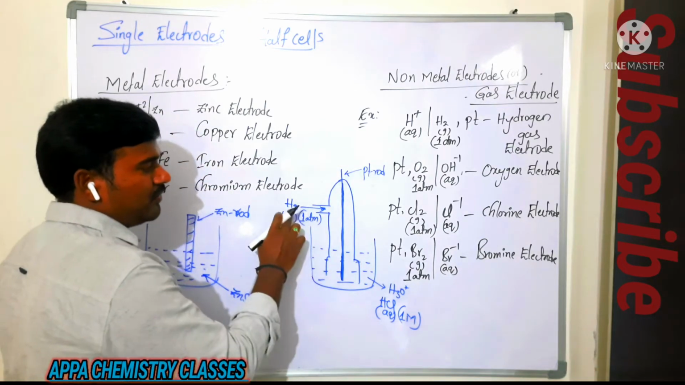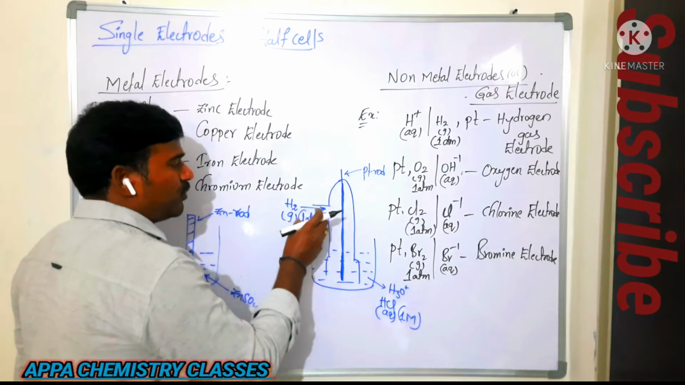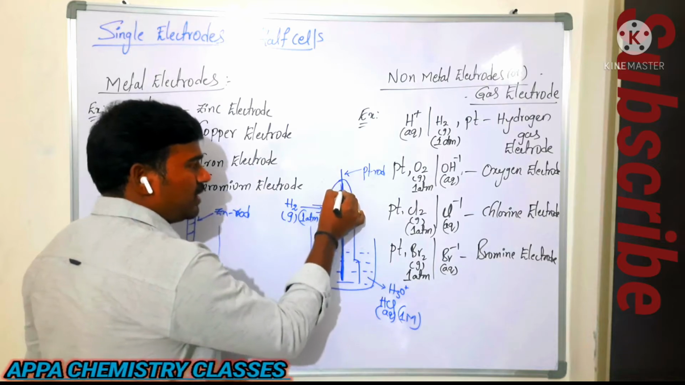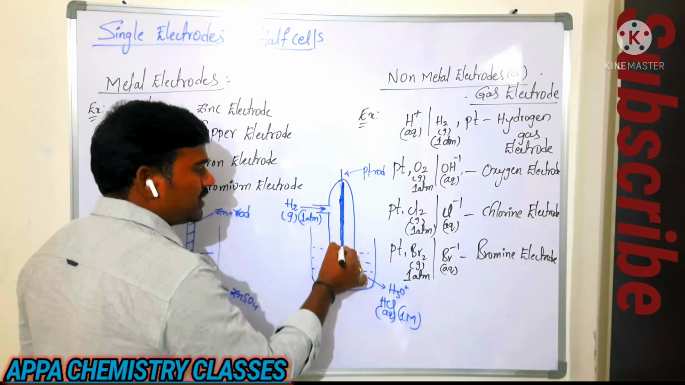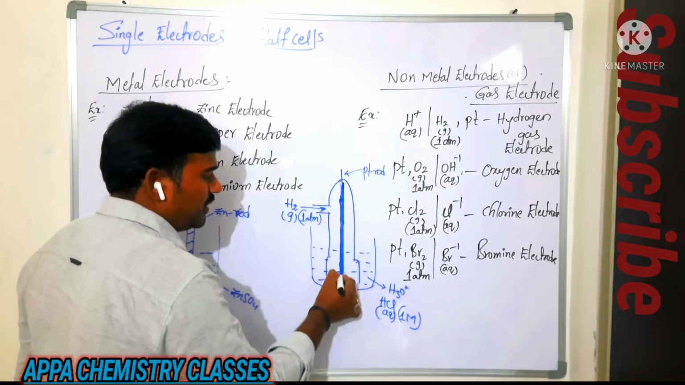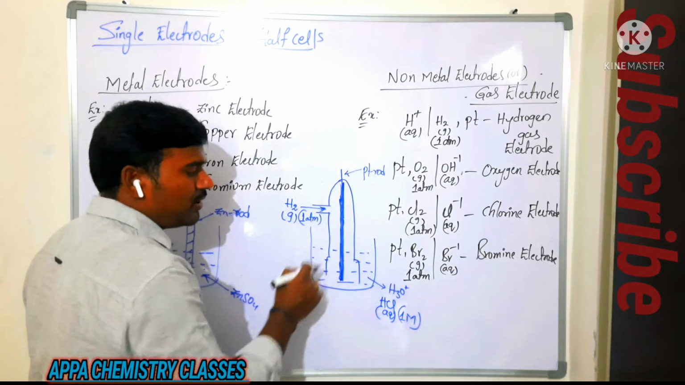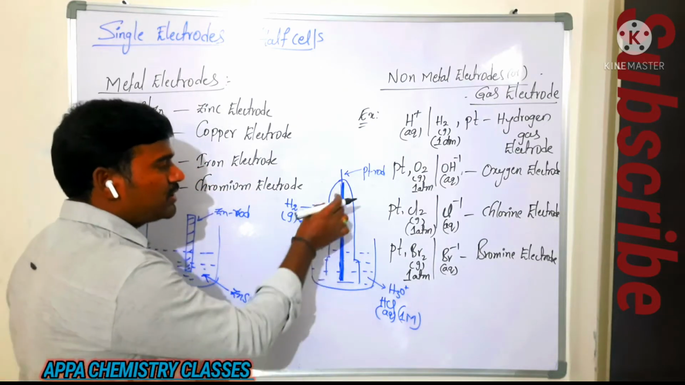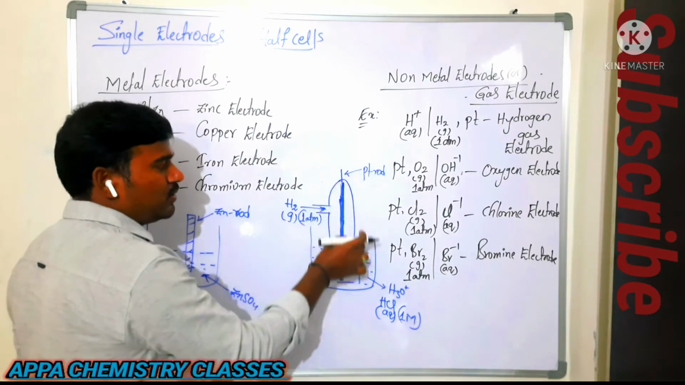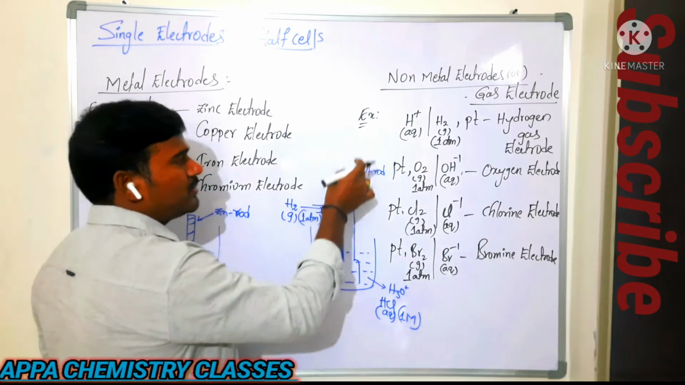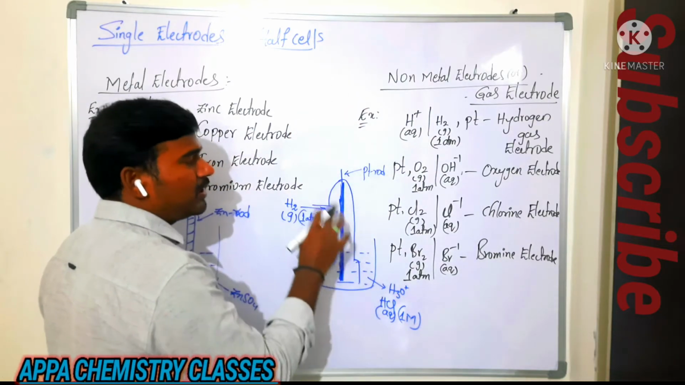So then what happens? Whenever we bubble that hydrogen gas into this electrolytic solution, some quantity of hydrogen gas is adsorbed on this platinum surface. So this platinum rod has adsorbed what? Some gases. So this platinum rod is what? It is an inert electrode which does not react with the electrolyte. So the platinum rod adsorbed by the gas will act as what? Gas electrode. So if we are passing hydrogen gas, it will act as hydrogen electrode.